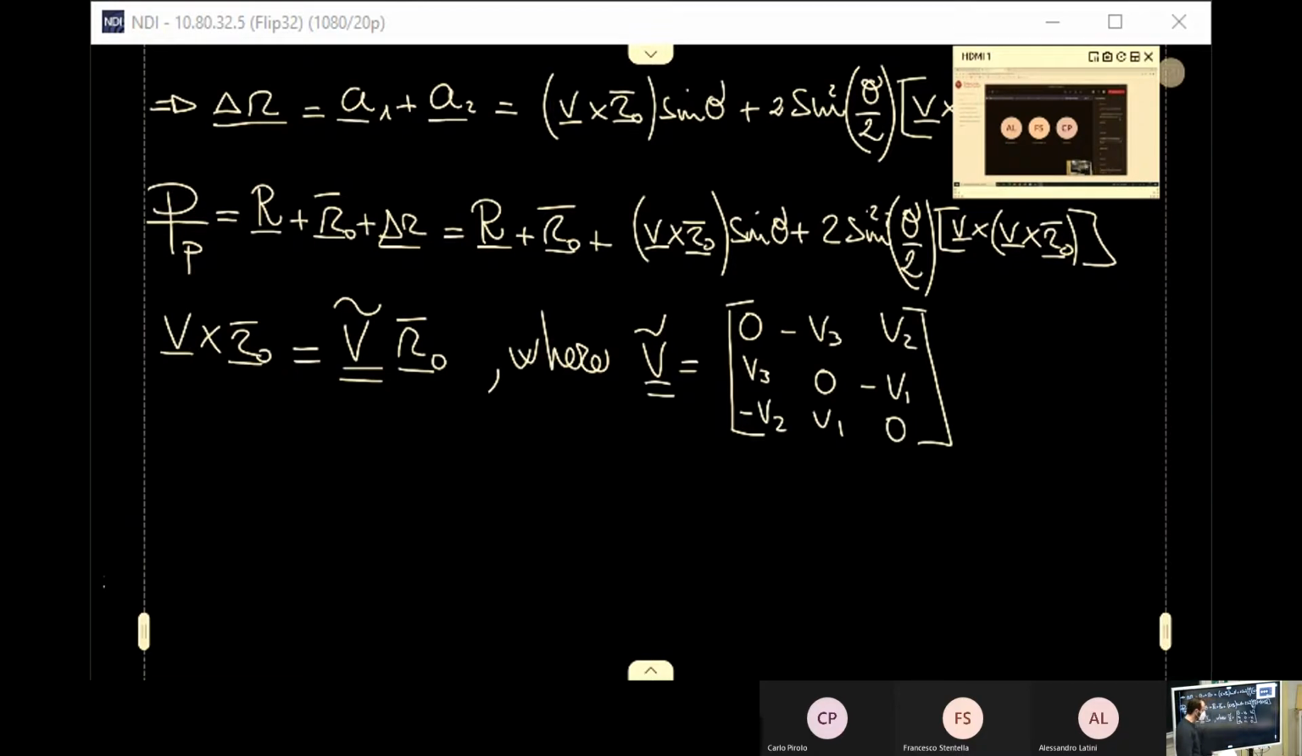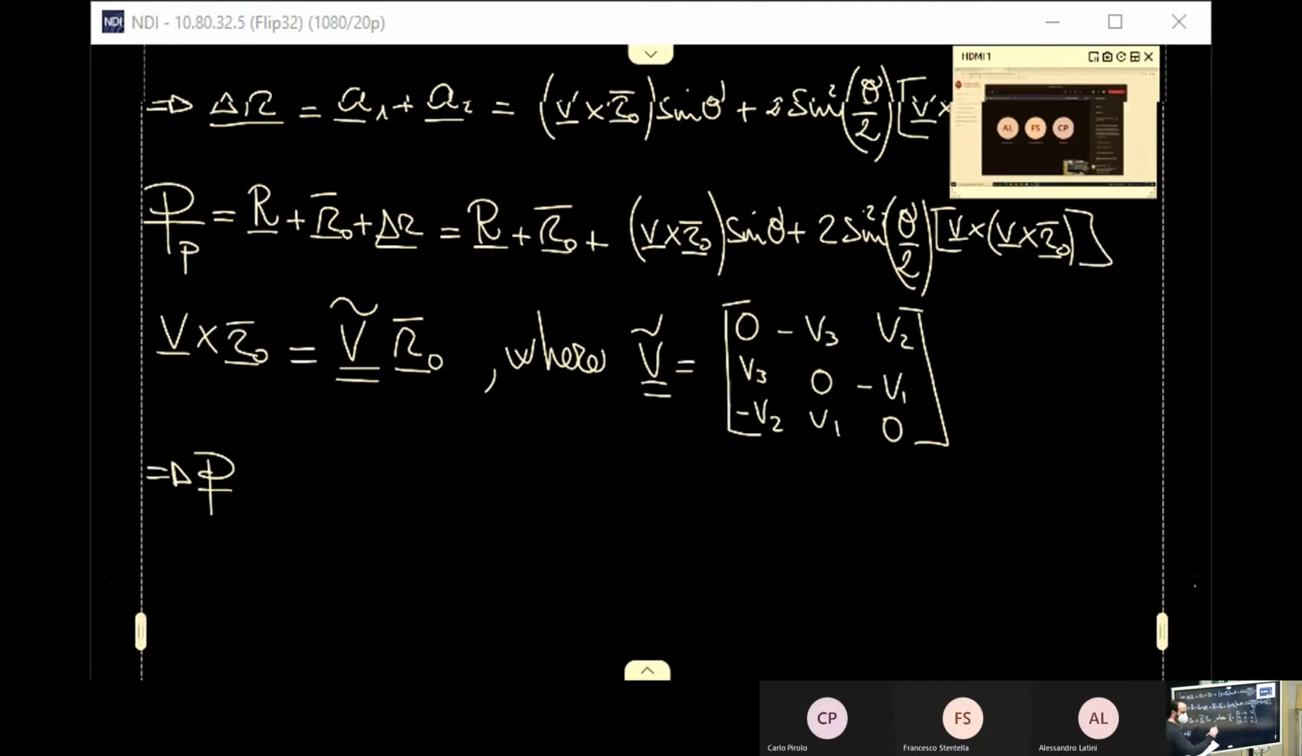And I assure you that if you apply this matrix, V tilde, over R0, or let's say do this vector product, you actually obtain the same vector. So it's just a notation, but it will actually help us a lot. Because now, for our vector P, I will omit from now on the capital P below the vector P. We've understood that we are actually talking about the position of point P.